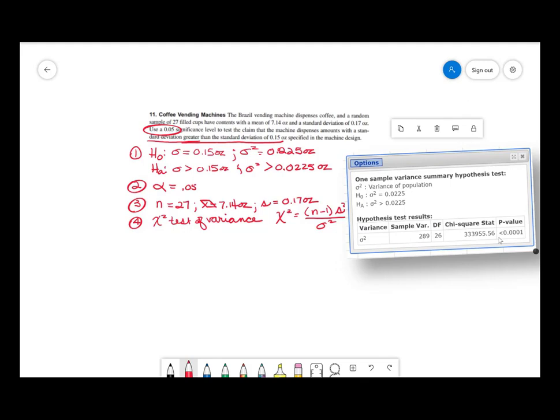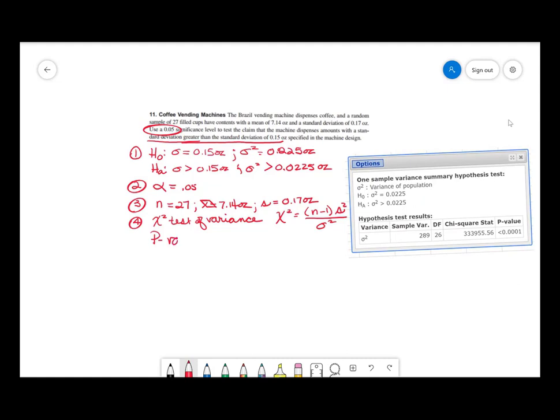I have an extremely small p-value. So let me go back. I know my p-value is less than alpha. So that means, and 3 dots in math means therefore, this is statistically significant. When something's statistically significant, I have evidence against my null hypothesis, so I can reject my null hypothesis. And that's all that ever goes in step 5.